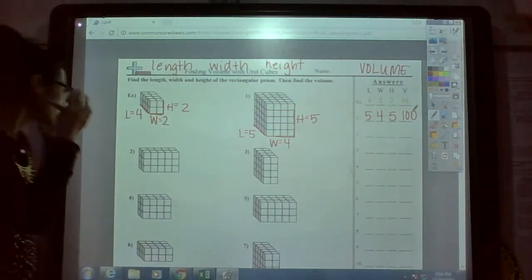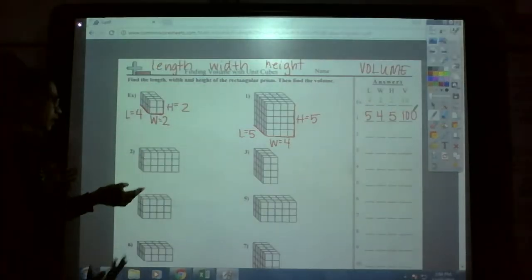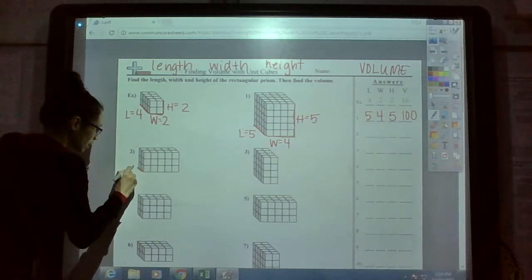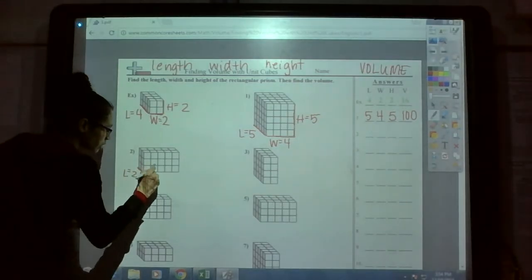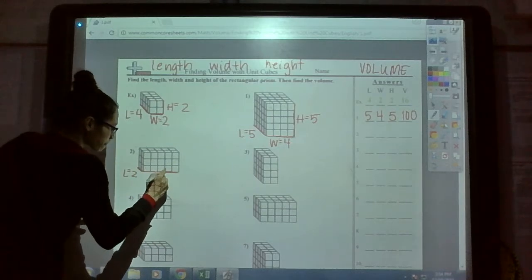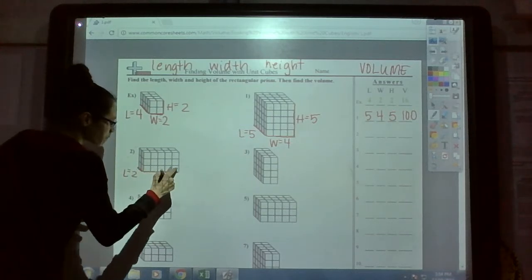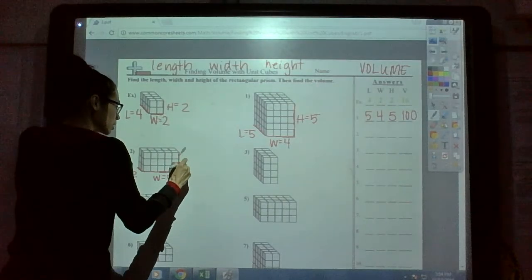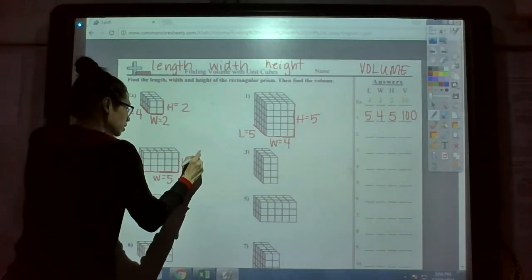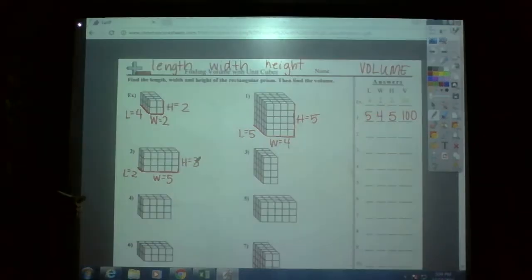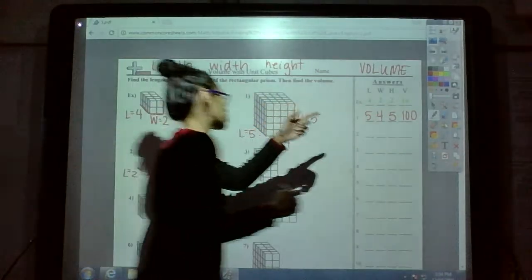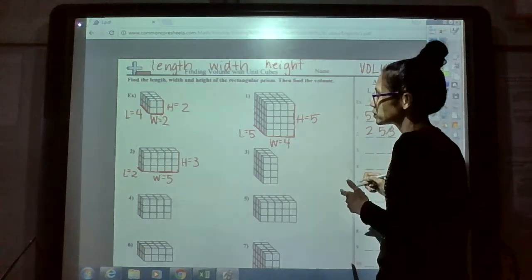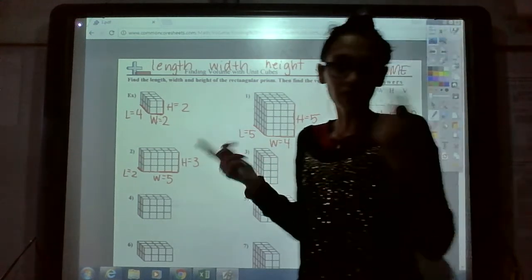Look at number 2. We have the length, the width, and the height. So I guess this could be the length right here. And what's that? The length is 2. And then what says the width is 1, 2, 3, 4, 5. And then what's the height? Right here. The height is 3. Okay? So, oh, we forgot. Let's write that down. 2, 5, and 3. Right there. Let's use the first strategy.